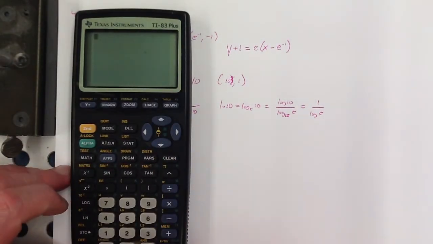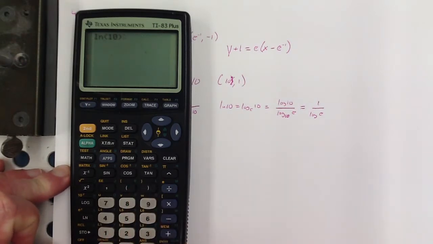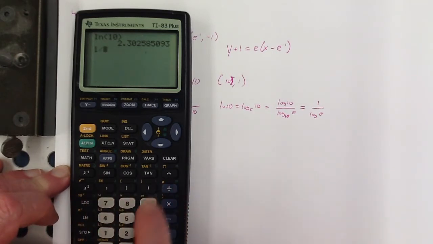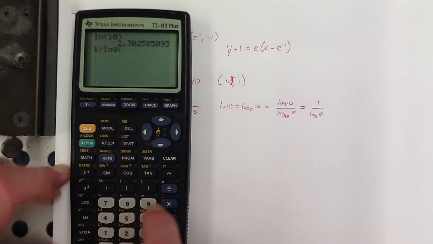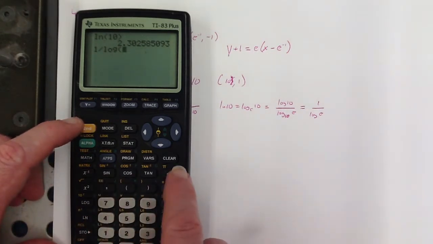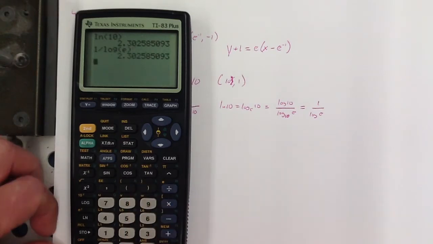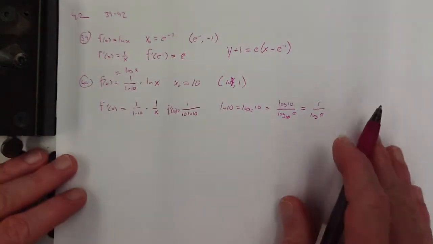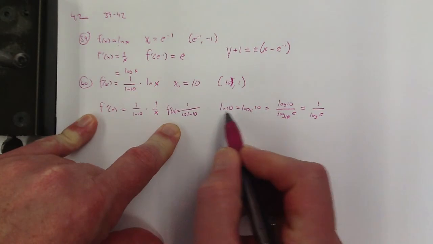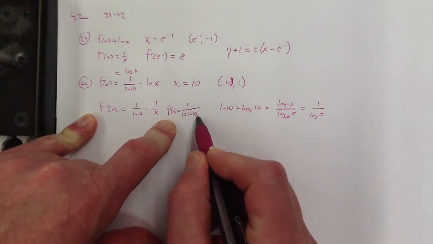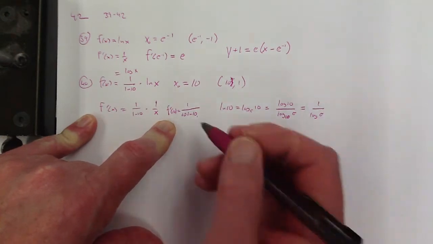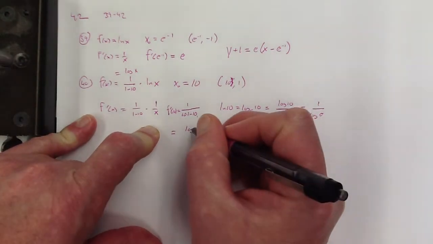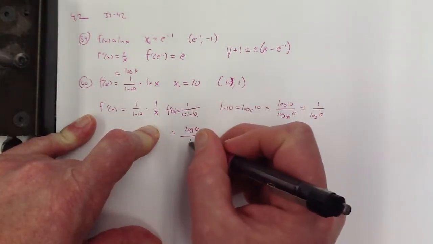So the natural log of 10 is that, and then what's 1 over the log of e? Oh my goodness, it's the same thing. So that means that here, when we found our slope, this 1 over the natural log of 10 is going to flip. Since the natural log of 10 is this, that would flip that back up to the top. So that's log of e over 10.